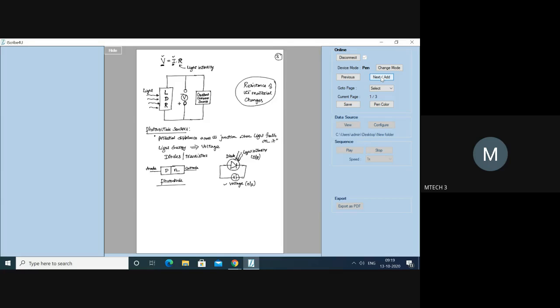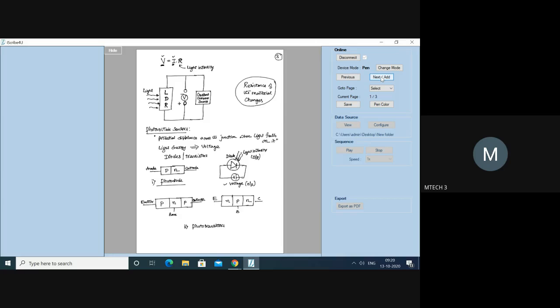Now can I have an example for a phototransistor? How many junctions are present in a phototransistor? Which are those? PNP and NPN, good. These are called phototransistors. Which are the terminals present? Emitter, base, and collector. Good. Emitter, base, collector.